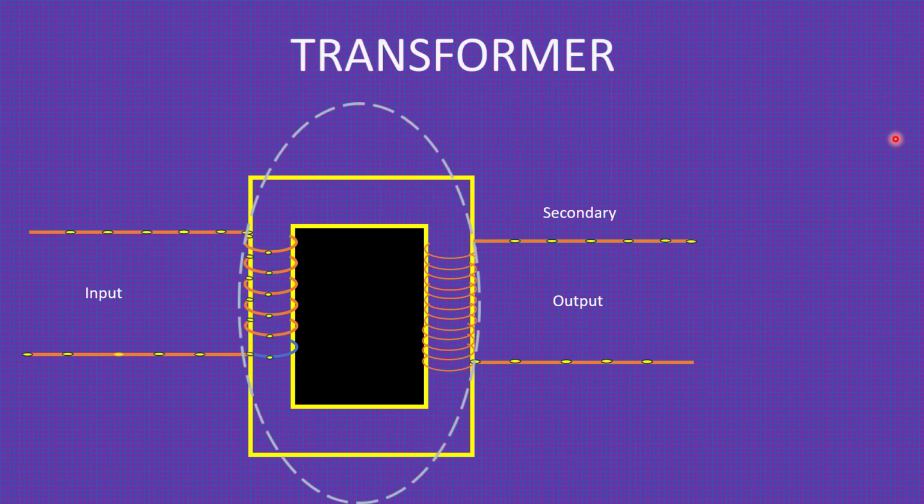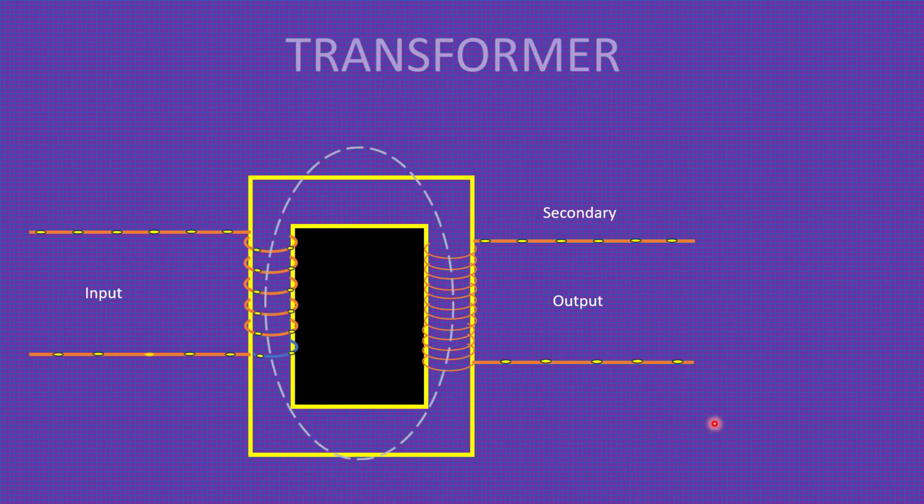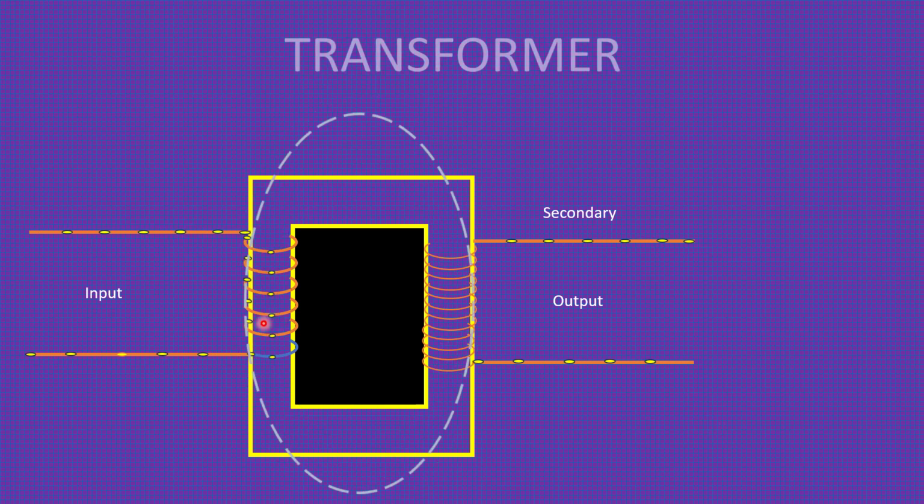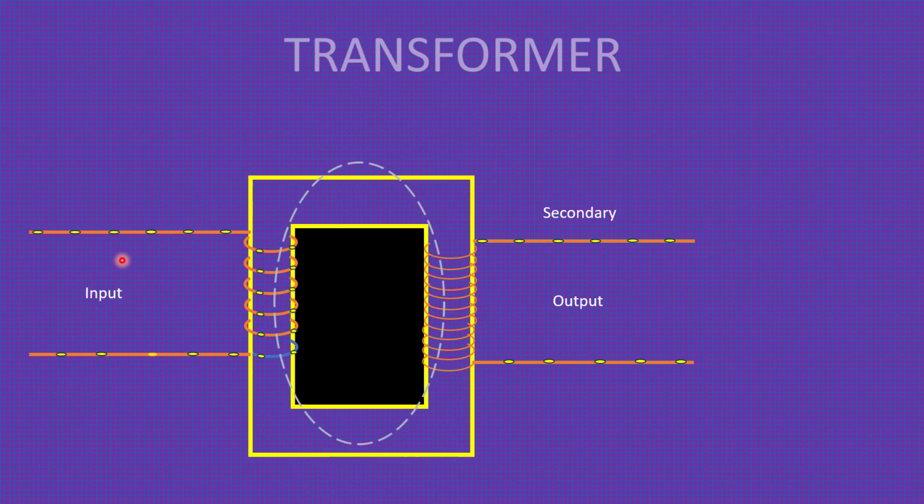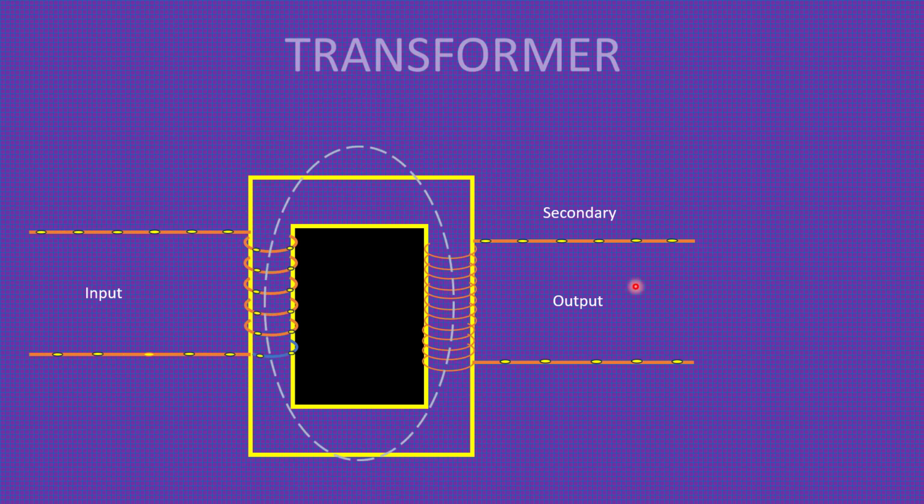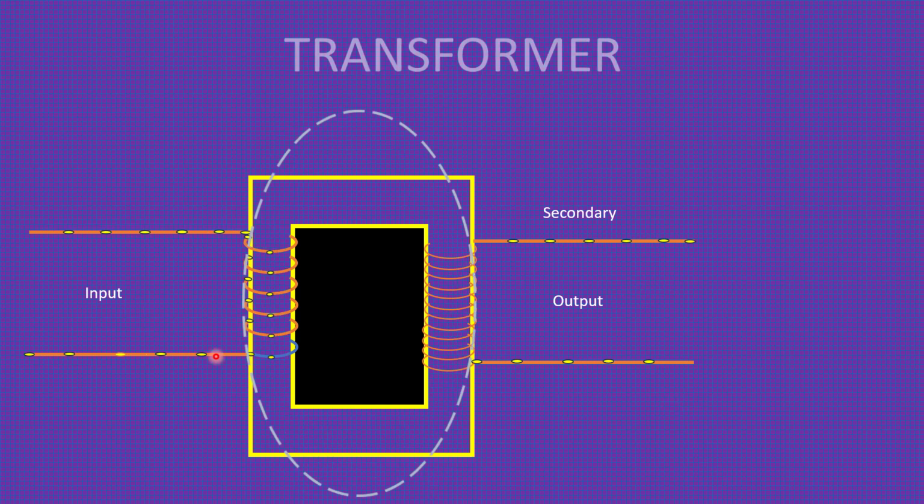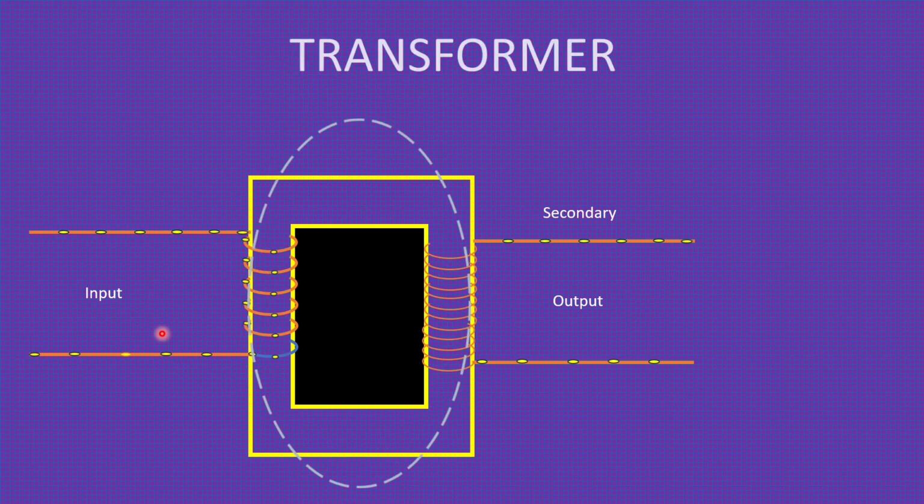The working principle of a transformer is Faraday's laws of electromagnetic induction, or mutual induction. There are three parts in a transformer: primary coil, secondary coil and a magnetic core. In the primary coil, the input supply, or the supply from the generator, is given. The secondary coil is the output side. A transformer will work only on AC voltage.